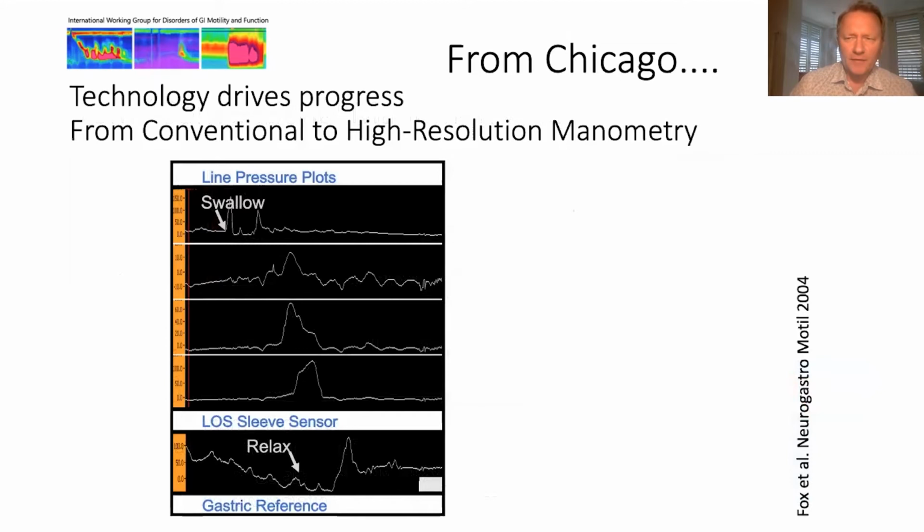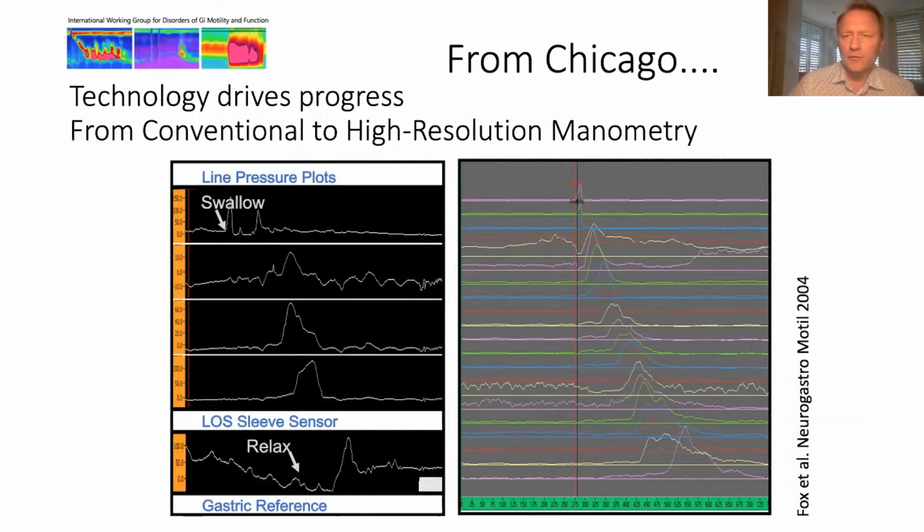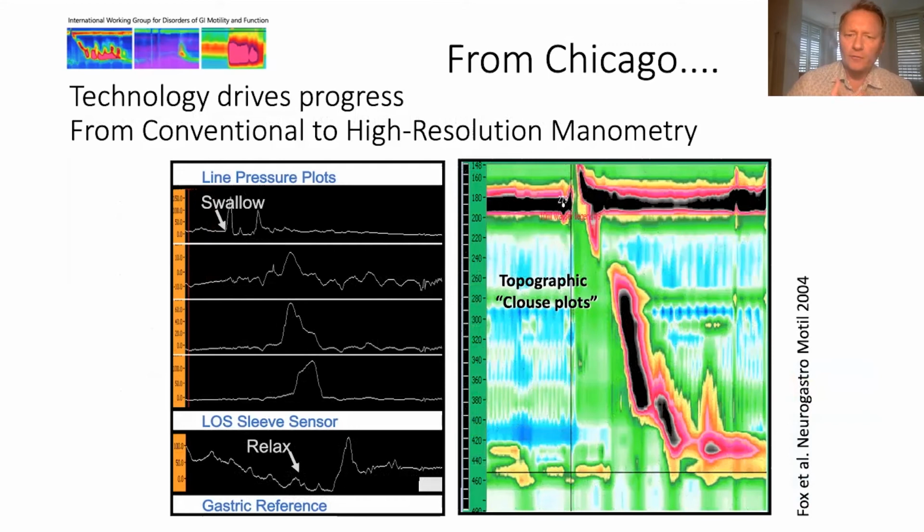And as so often in medicine, what gave us an in here was technology. The progress of technology has driven progress in this field to a great extent, moving from conventional manometry with just a few pressure traces to high-resolution manometry with multiple traces, to the development of topographic so-called Clouse plots, which provide a visually appealing representation of esophageal function from the pharynx to the stomach over time.